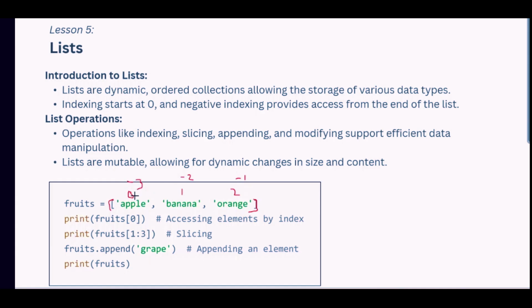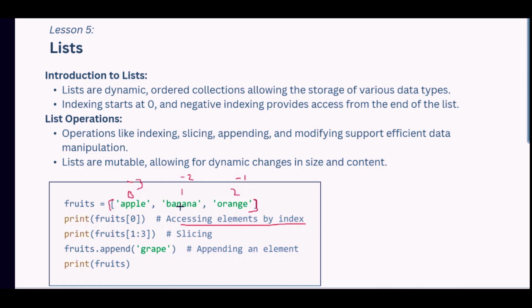Let's say if you have 100 elements inside this list, and you have to access the 100th or 99th element, it's better to use -1 or -2, something like that. So this is the way to access elements by index.